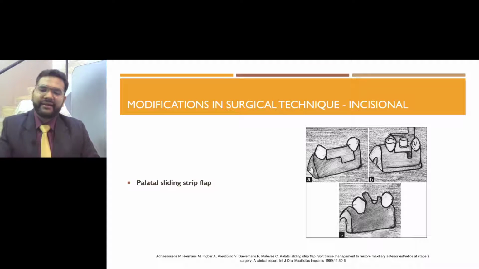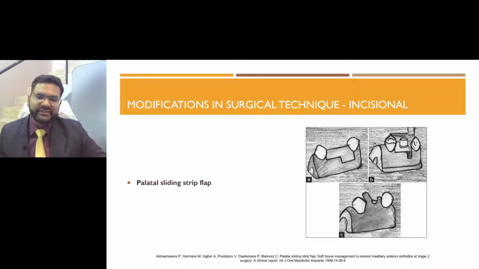Then we have a palatal sliding flap. Two incisions parallel to each other in the buccopalatal direction would be made, extending into the palate, leaving the periosteum intact. Now these pedicles would be disengaged from the palatal side and then can be rotated or slid towards the buccal direction to fill the interproximal space.